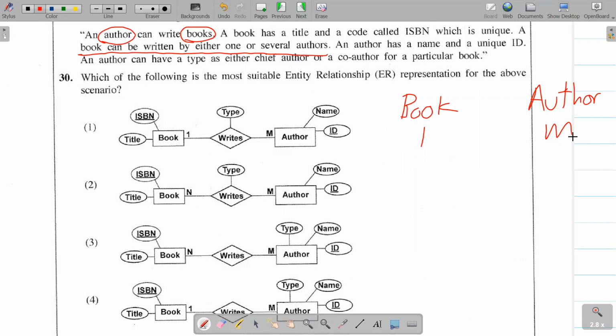So when this is here, this type indicates the nature of the author regarding a book, right?